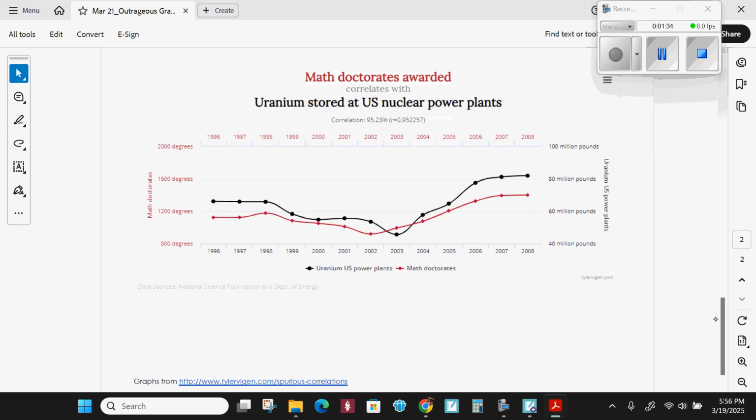Then if you look at this last one, it's math doctorates awarded and uranium stored in U.S. nuclear power plants. So this, again, has a 95.23% correlation. They kind of look like they go together, but these are very odd combinations. Different values together that don't necessarily go together.